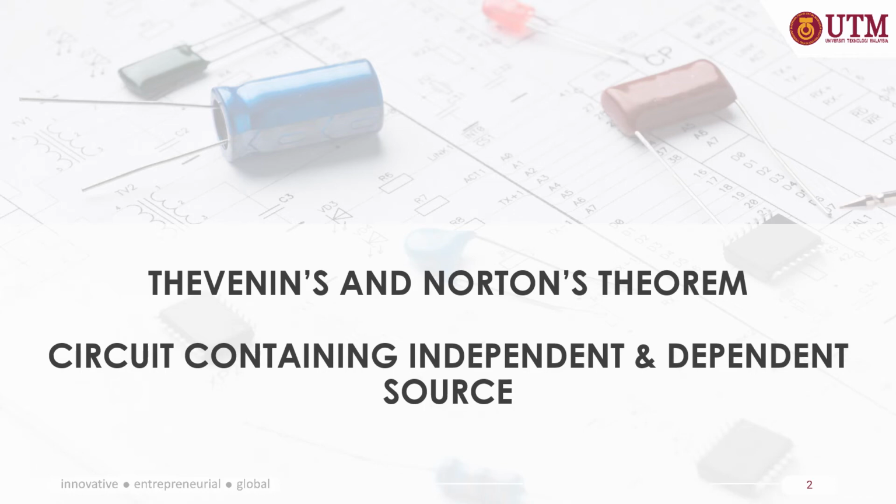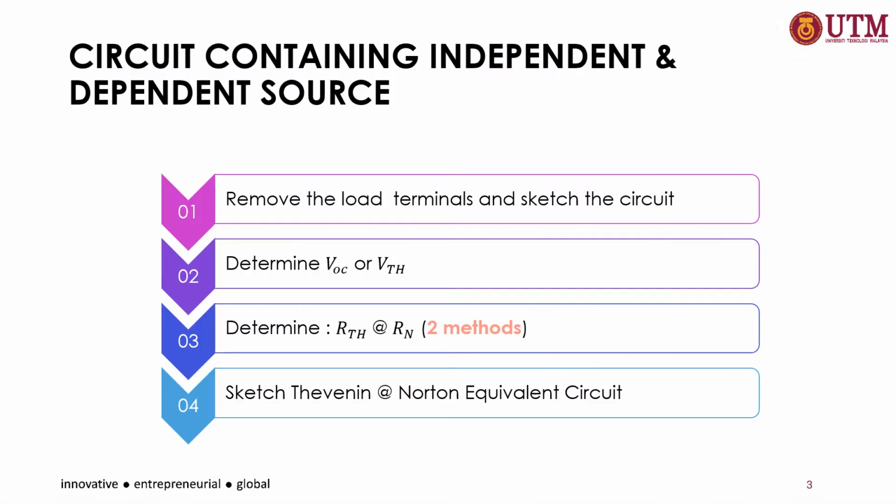The next Thevenin and Norton theorem case is when we have a circuit that contains an independent source and also a dependent source. For these cases, the first step is we need to remove the load terminal and sketch the circuit. The second step, we need to determine the open circuit voltage or Thevenin voltage. The third step is we need to determine the RTH or the RN. And then we need to sketch the Thevenin and Norton equivalent.